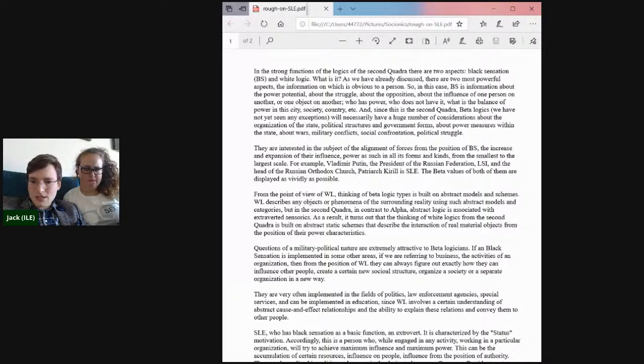So in this case, black sensation is information about the influence of one person on another or one object on another. So who has power? Who does not have power? What is the balance of power in the city, society, country, etc.?